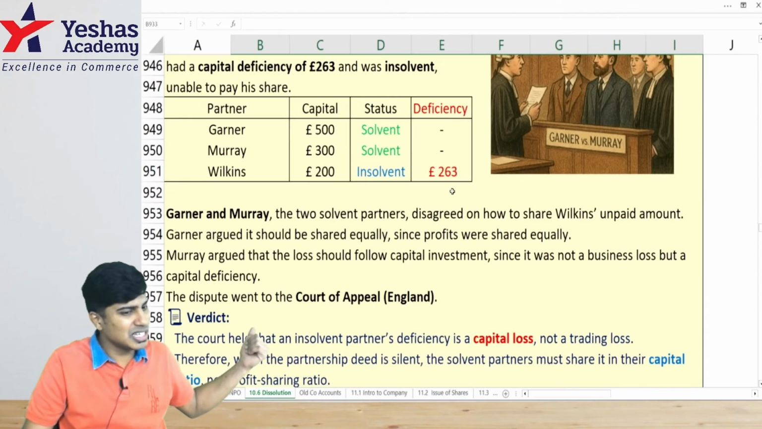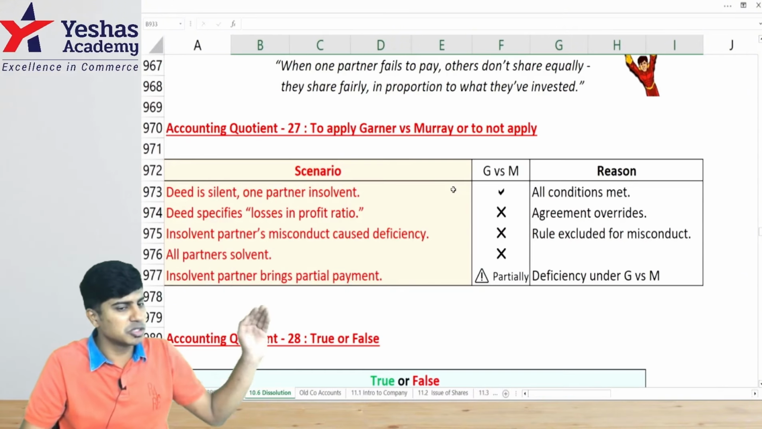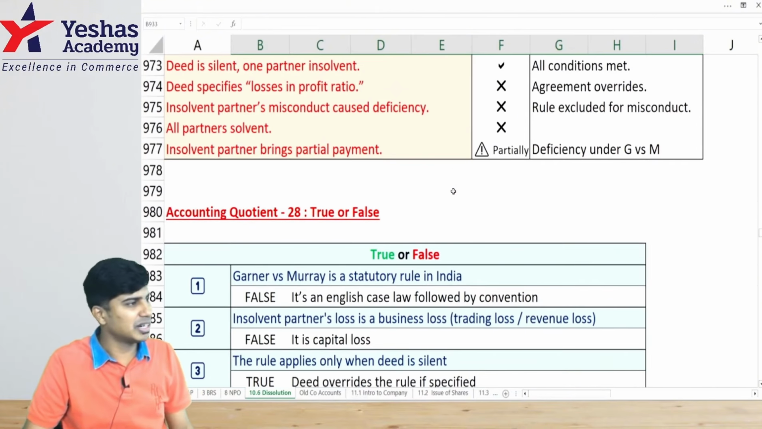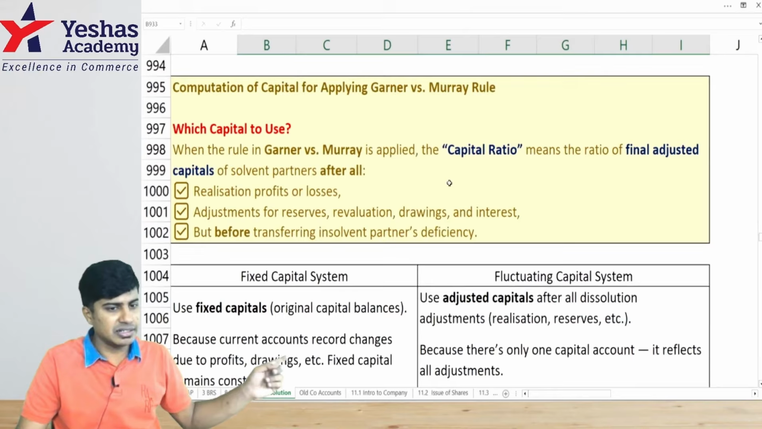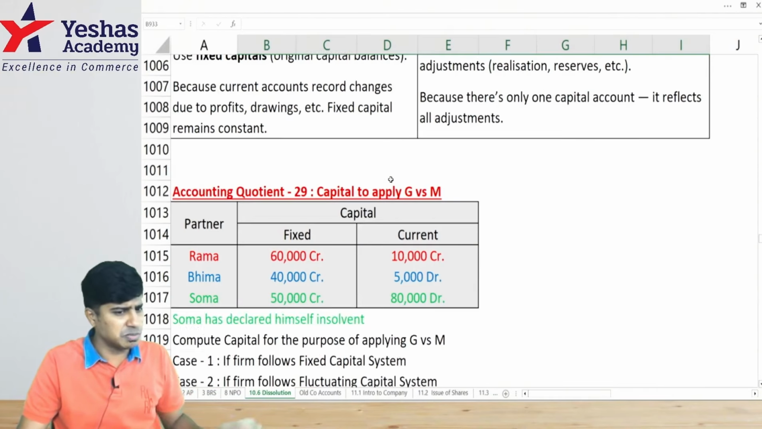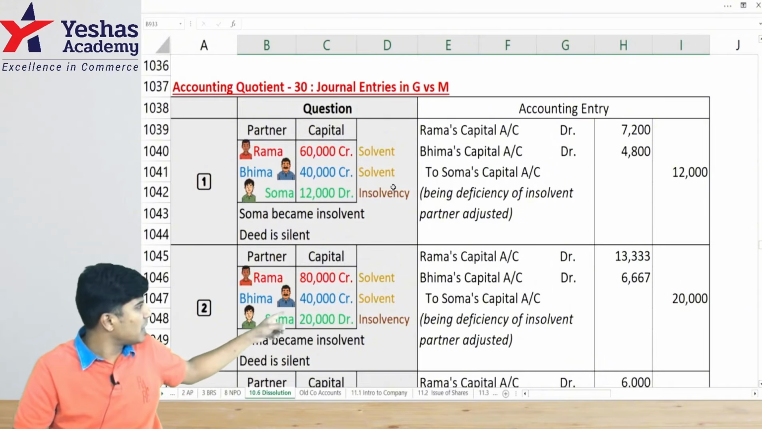So I hope you understood this. This case law will not be asked in the exam. This is beyond books. In certain places I have gone beyond books, meaning that's not required for your exam, but I've just given it so that you know. A true or false discussion we also did on this. Then for capital computation I've given a small theory and explained how to do it. Then we did some small questions where you need to apply it and also pass the accounting entry.